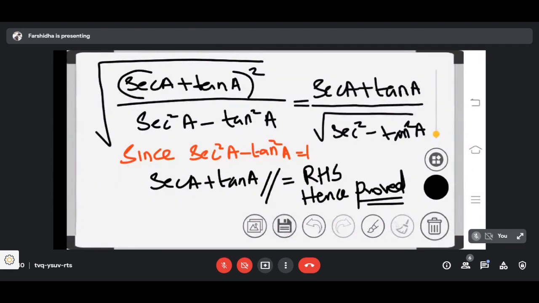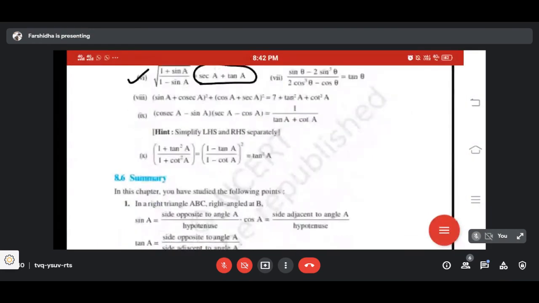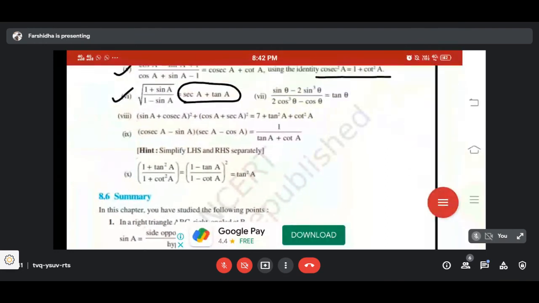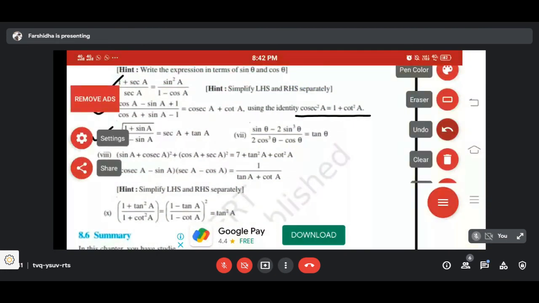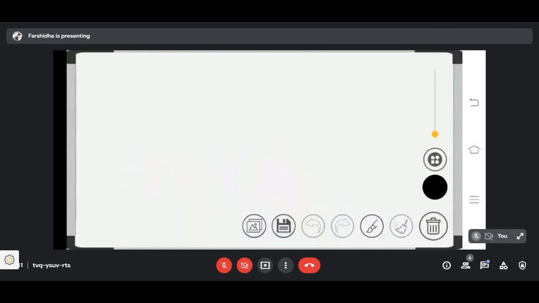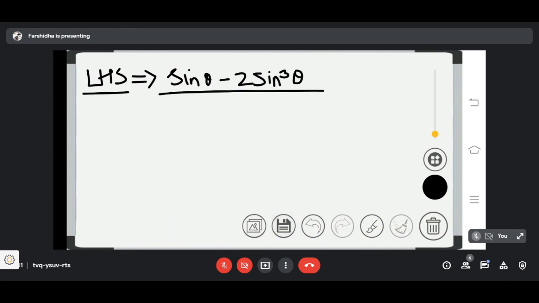Now question number 8. Sine theta minus 2 sine cube theta divided by 2 cos cube theta minus cos theta is equal to tan theta. So as usual, we'll start with the LHS side. Starting with the LHS, that is sine theta minus 2 sine cube theta divided by 2 cos cube theta minus cos theta.